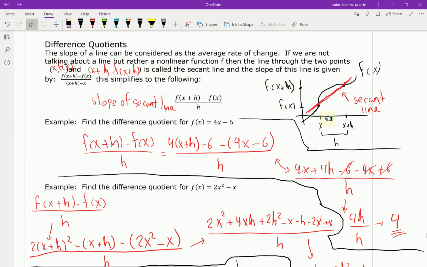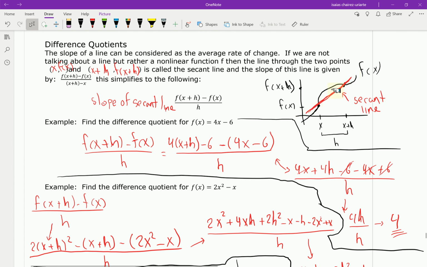So I have 2 points on my graph. One of them has coordinates x, comma f of x. So x, f of x, that's up here. I know that that's kind of ugly. And the other one is x plus h, comma f of x plus h. And right now what I'm interested in is the line that joins these 2 points.